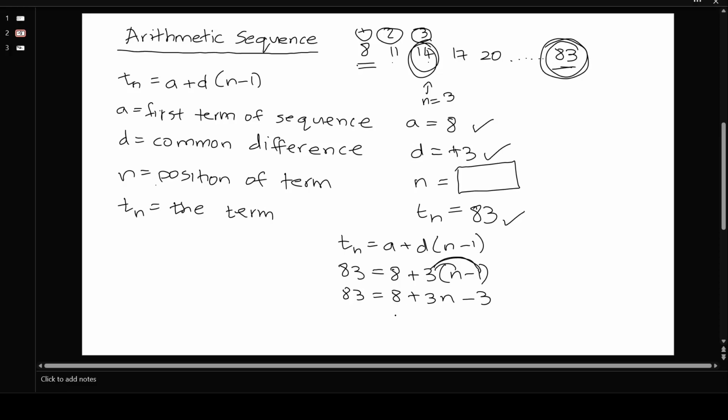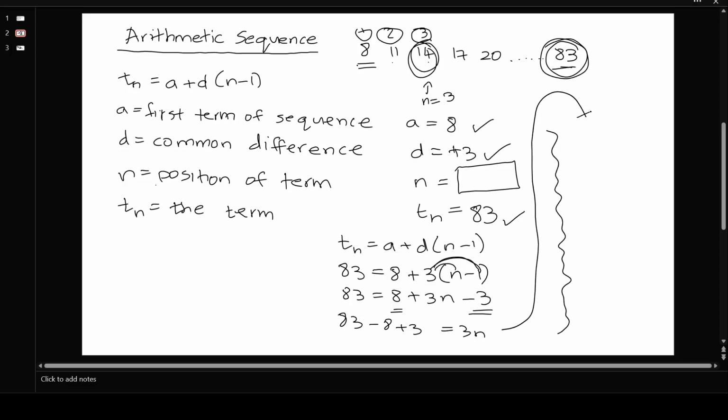I'm going to move all the numbers to the left side. So we've got an 83. This 8 is going to come over and become a minus 8. And this minus 3 is going to come over to the left side and become a plus 3. So 83 minus 8 is 75. 75 plus 3 is 78. So we've got 78 equals 3n. And to get the n, I'm just going to divide both sides by 3. The 3s cancel, and n turns out to be 26.